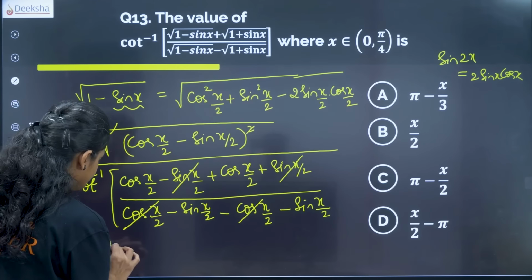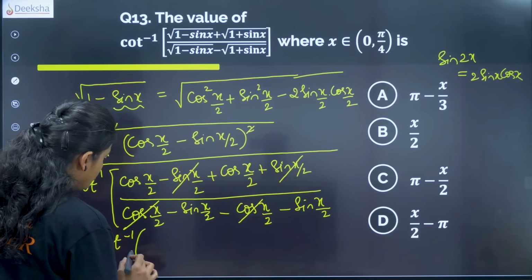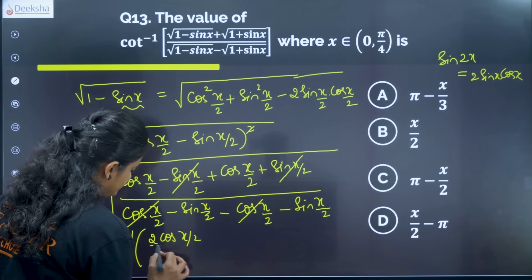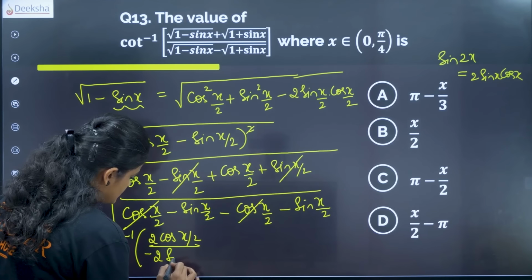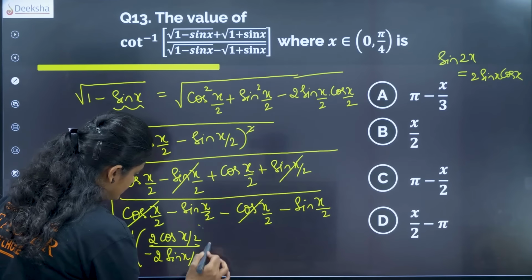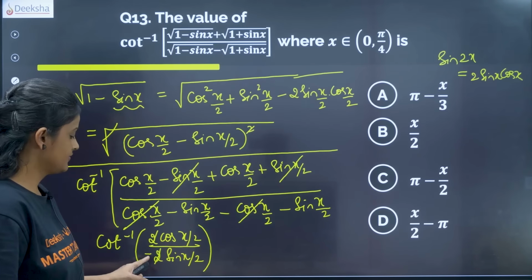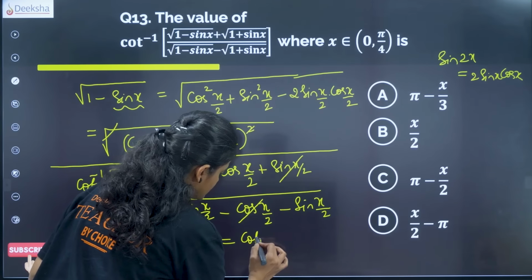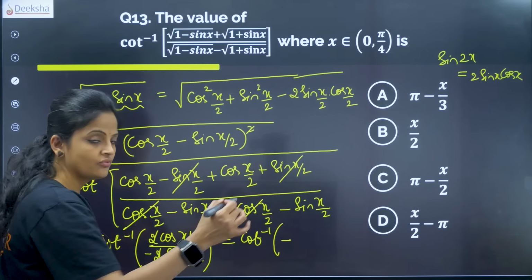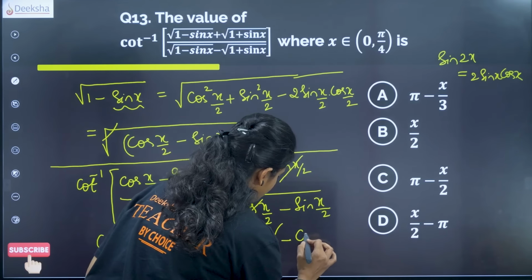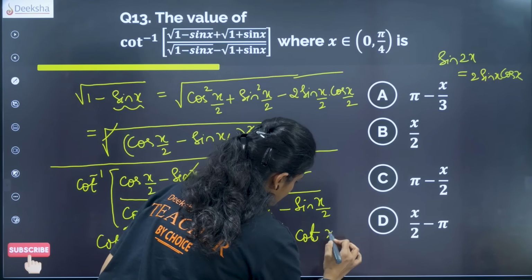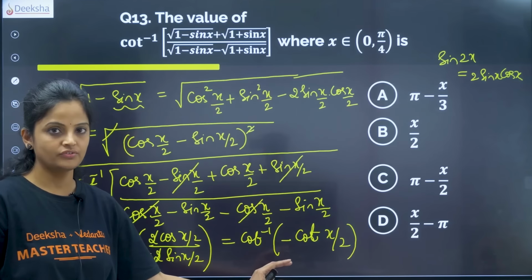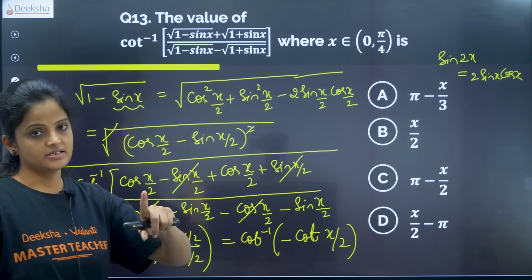Shall I write it here? Yes, of course, 2 will get cancelled. Minus 2 sin x by 2. 2 is getting cancelled. We have negative inside the bracket. Cot inverse of minus of value we are getting. So pi will come there. So I will take it as a cot. Okay. Cot inverse of minus of the value, pi minus I have to take.